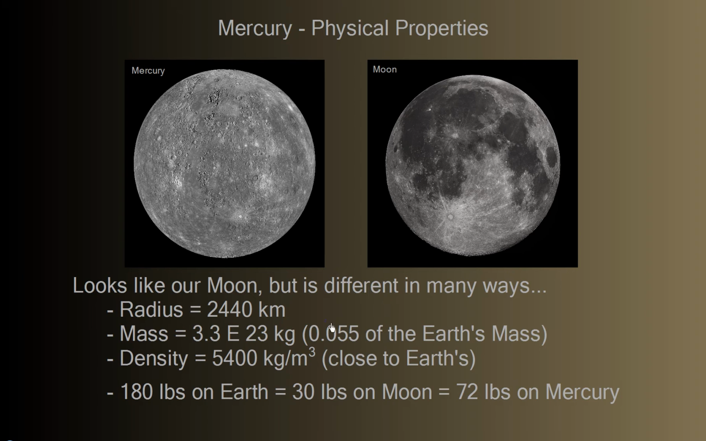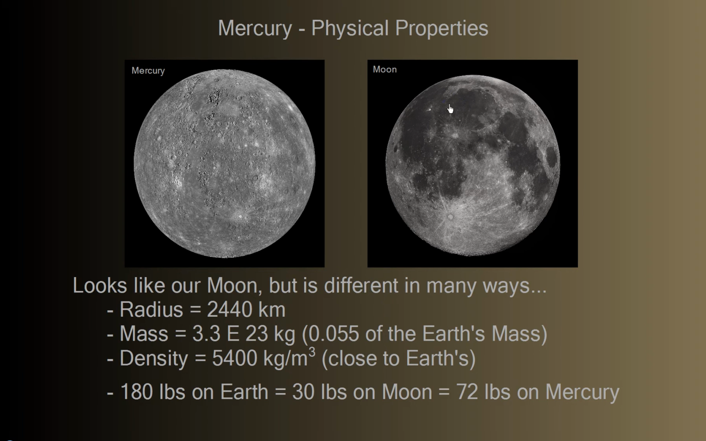A couple other things in comparison to the Earth, the mass of Mercury is little. It's 0.055 times the mass of the Earth, so it's tiny compared to our planet. Density, though, is similar. There's a lot of theories as to why it's similar. Maybe the formation of Mercury went through some similar processes as on Earth, but we're not going to go into that as much. So, cool.